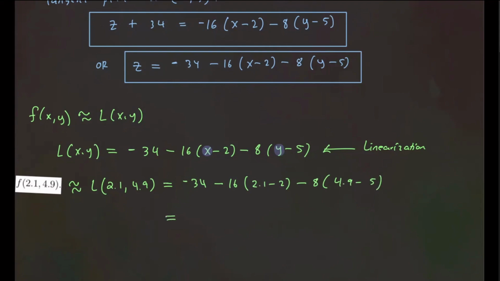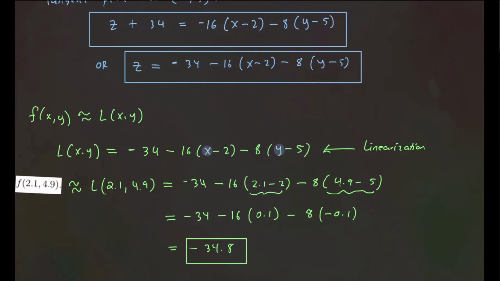And then you evaluate this. So this is negative 34 minus 16 times 0.1 minus 8 times negative 0.1. And then this is simply going to give us negative 34.8. So that is our approximation to this function value.